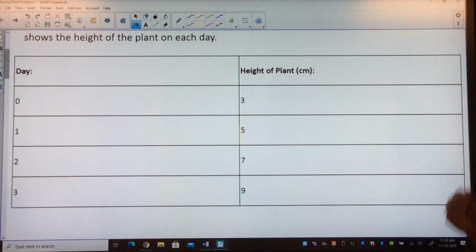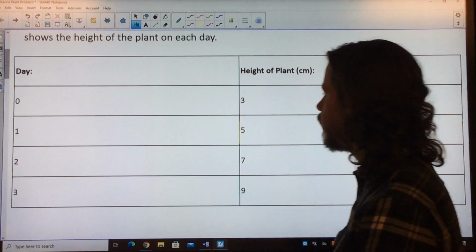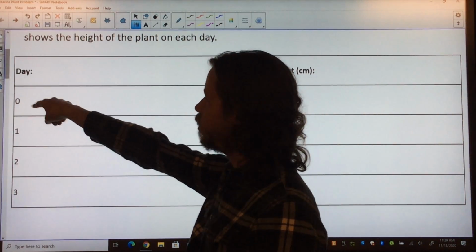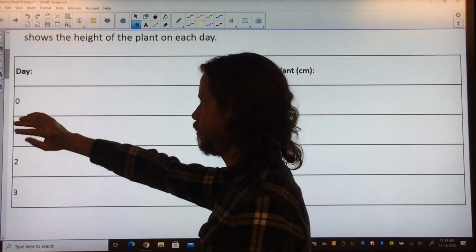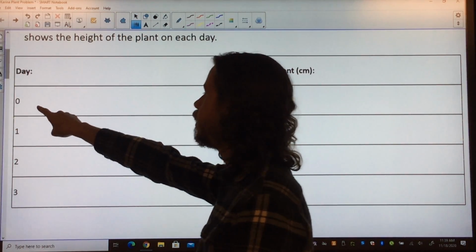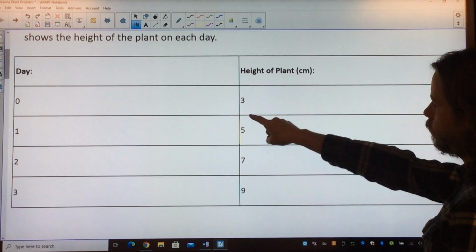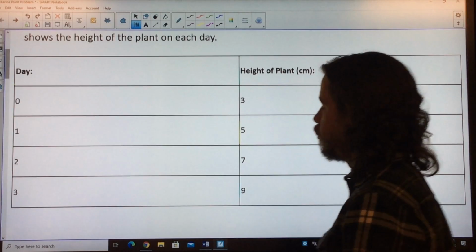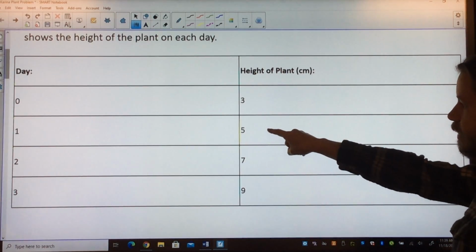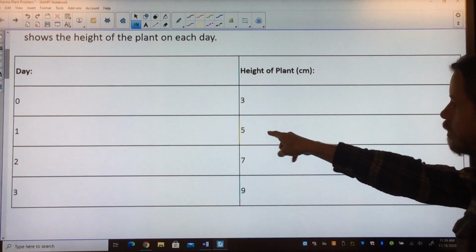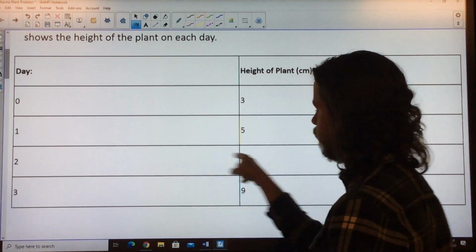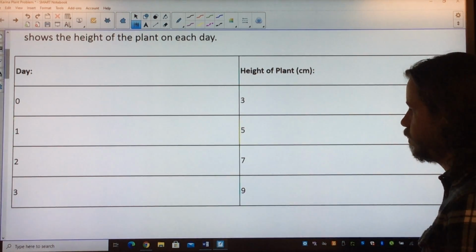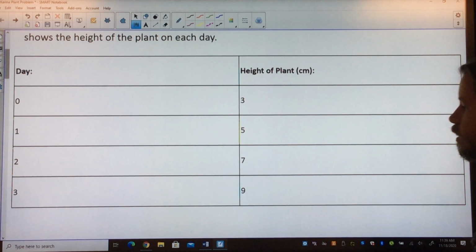Alright, so if we're looking at her table, on day 0, meaning right when she plants the seedling, so there's no time passed, the seedling is at a height of 3 centimeters. After 1 day has passed, she goes back outside and measures it, and she finds that the height of the plant is now 5 centimeters. On day 2, she measures it and finds it's at a height of 7 centimeters. And on day 3, she finds it's at a height of 9 centimeters.